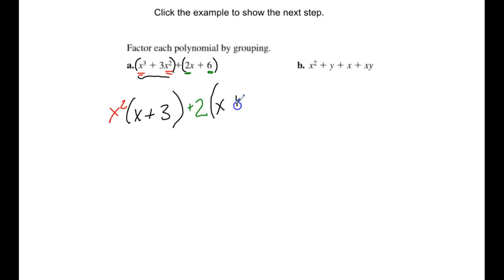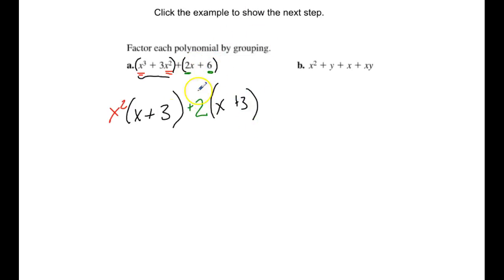Then I look at my first group and my second group. In this first group I can factor out an x squared because there's 2 x's here and there's 3 here. When I factor out that x squared, I'm left with x plus 3 in my parentheses. So I've taken out the common terms in each of my terms there. In my second group, each of my numbers is divisible by 2, so I'm going to factor out that 2. Then I'm left with 2x divided by 2 is x, and 6 divided by 2 is 3.